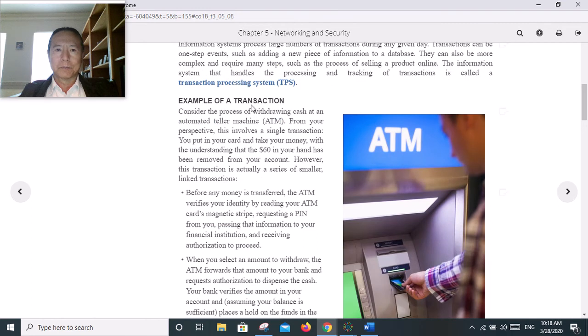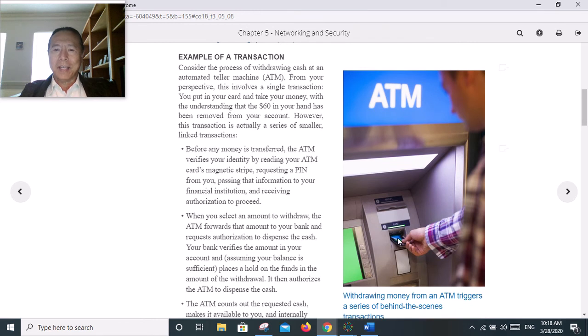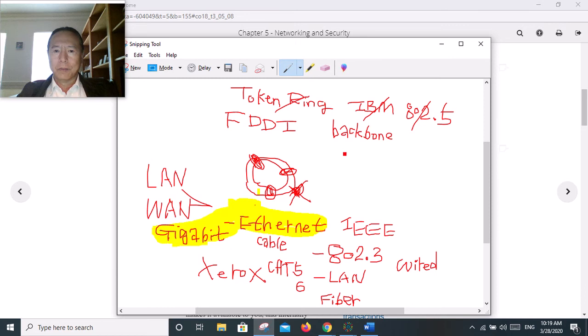This one is talking about TPS, transaction processing system, like ATM. We all use ATM machines. ATM is based on a protocol called X.25.